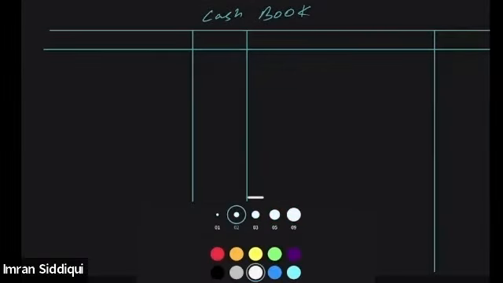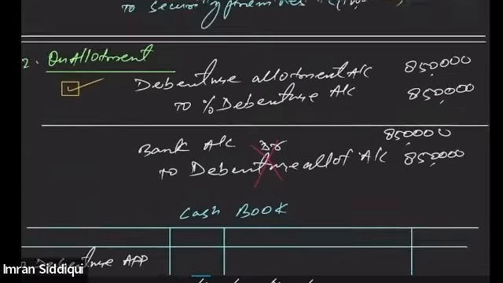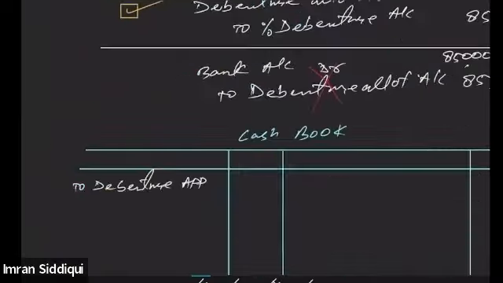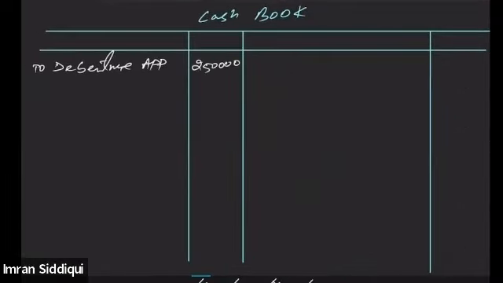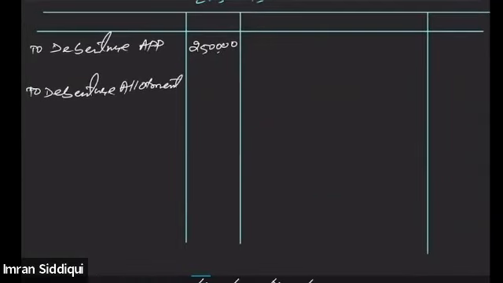So in the cash book, first of all, on the debit side of the cash book, we'll write down the amount that we have received in respect of the debenture application. So we can write that as debenture application. On debenture application, we had received 2,50,000. That we can show here, 2,50,000. And two, debenture allotment, we have received what amount? 8,50,000. Nothing else, this is it.